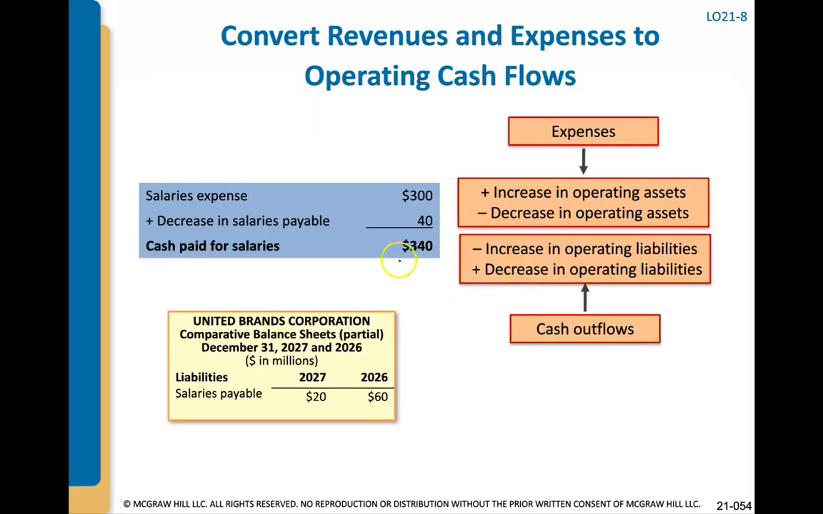And then my third way of calculating this is taking my $300 per my income statement, using this little cheat sheet. I had a decrease of $40 on my balance sheet, and using here, I go to decrease in operating liability. I'm going to add that decrease, so this is going to be a plus 40, and again cash paid for salaries $340.